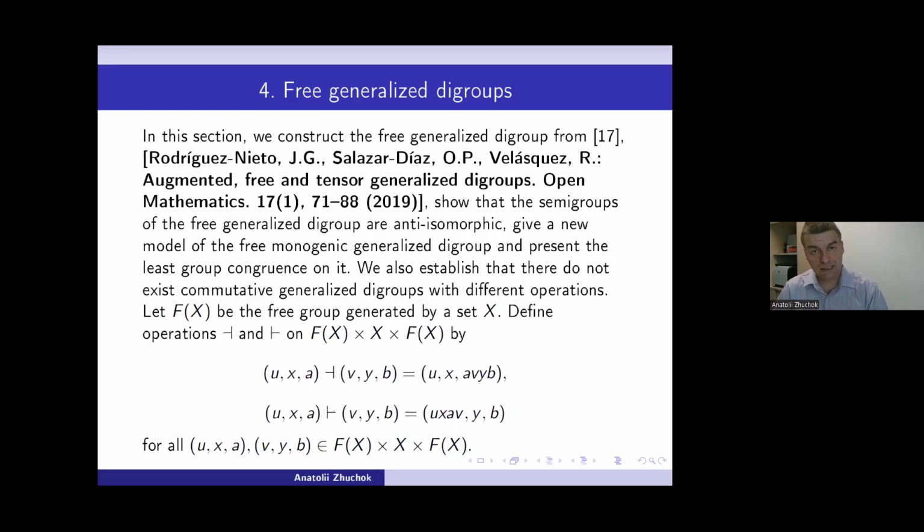And next section. In this section, we construct the free generalized D-groups from this paper, and consider some properties of such a structure. This is the construction. We have a free group, define the free group with generating set X, and define the operation on this product in this way.